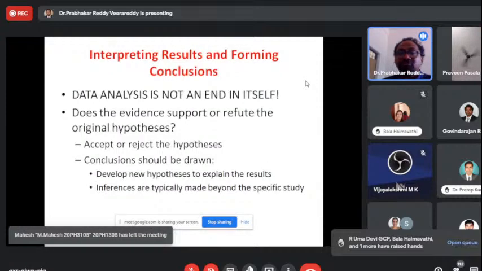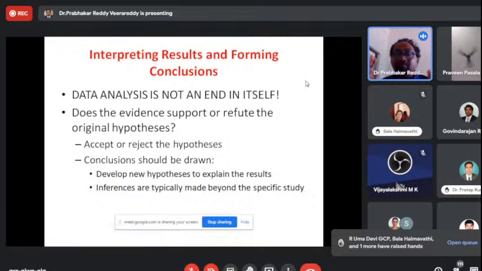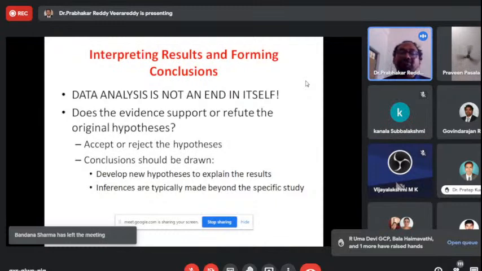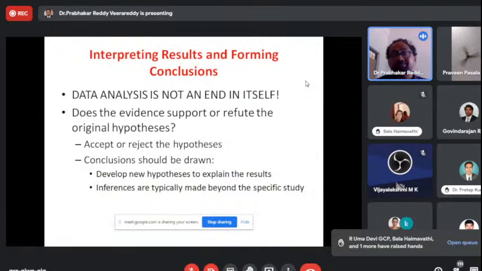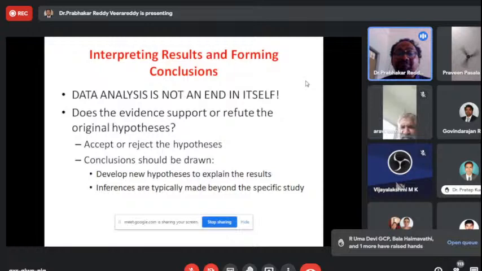So once you get the results, you should interpret them with the already published papers. Here is the tough job. Whatever results you are getting, they should be matched with your published results. Sometimes they may, sometimes they may not. If they are not matching, you should justify. So data analysis is not fiction. There is evidence to support or refute the originality of the hypothesis, accept or reject the hypothesis, conclusions should be drawn, develop a new hypothesis, explain the results. Inferences are typically made beyond the specific study.